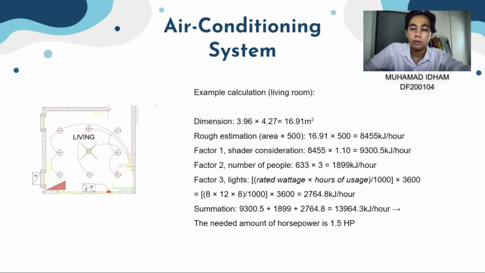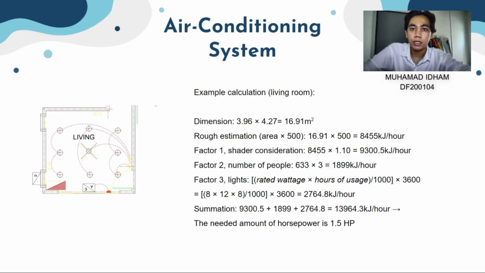The second factor is the number of people. If there are more than 2 people, then we need to add 633 kilojoules per hour per person. In this house there are 5 people, so there are an extra 3 people in the living room. So 633 times 3 equals 1899 kilojoules per hour.